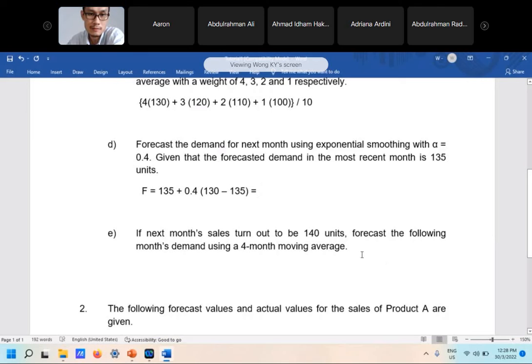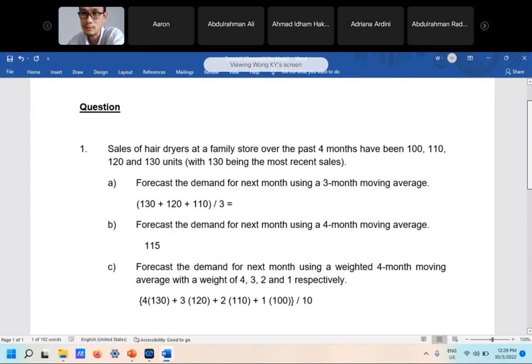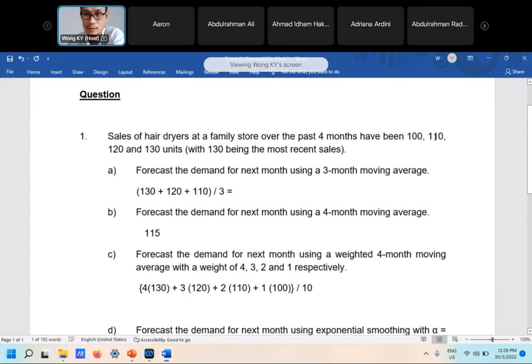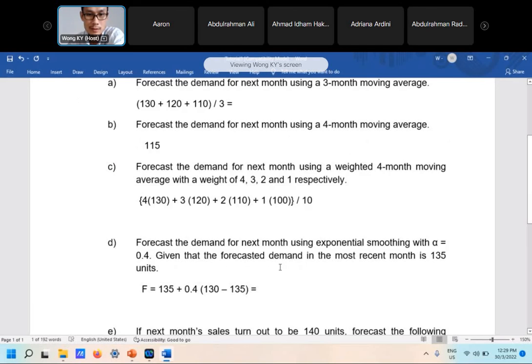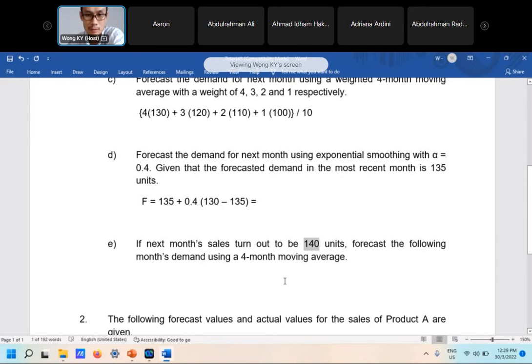Okay, and last one. If next month's sales turn out to be 140 units, okay, so this is actual sales, forecast the following month's demand using a 4-month moving average. Okay, so I think everyone got it. So the chat says 110 plus 120 plus 130 plus 140 divided by 4, which is 125. Correct. So it means you have to take now the most recent 4 months, which is this data, 110, 120, 130, together with 140. Total of them divide by 4.